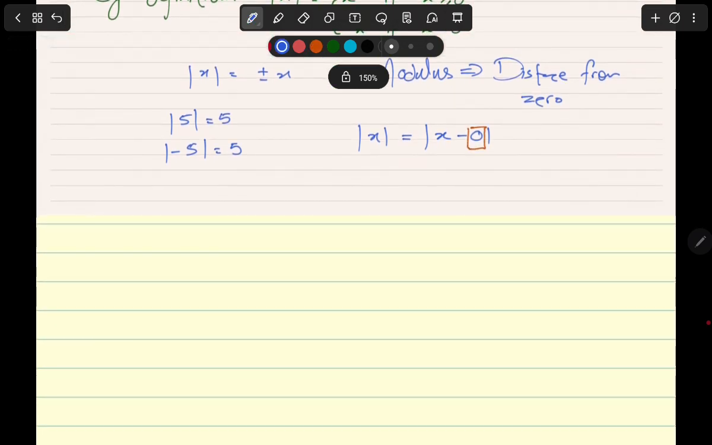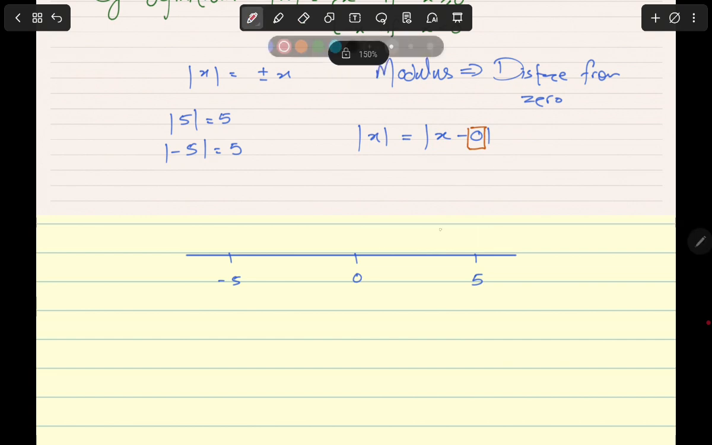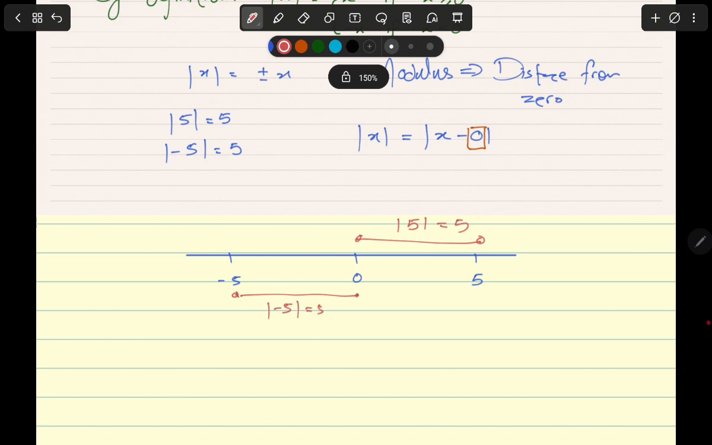Okay, now let's say you have this number line. Here is 0, here is 5, and here is minus 5. How far is positive 5 from 0? This distance is modulus of 5, which comes out to be 5, and this distance from 0 to minus 5 is also 5. It doesn't care whether it is minus 5 or positive 5. The distance is an absolute value, positive, right?